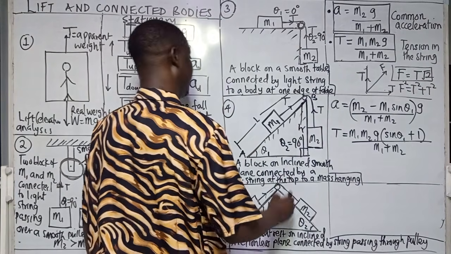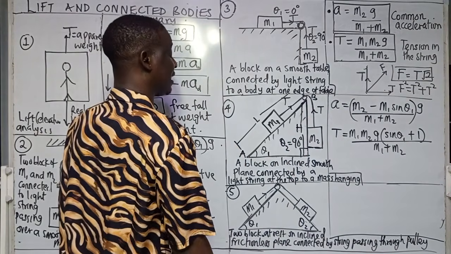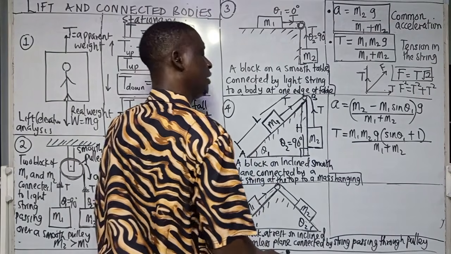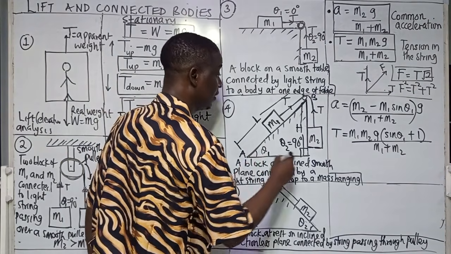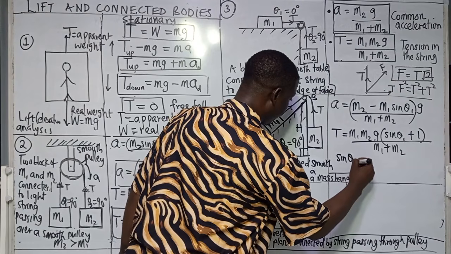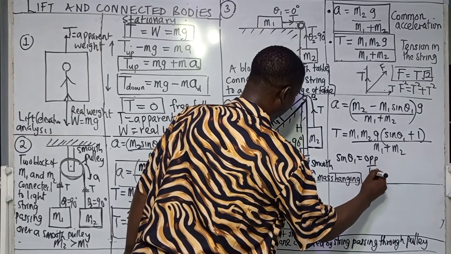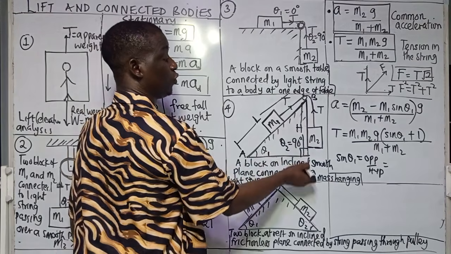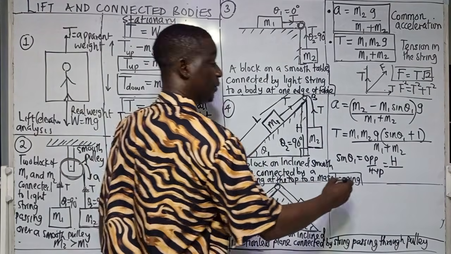From here, the height of the inclined plane, H. Now, if you know that that is your length and height, length of the plane, height of the plane, you know that to find this theta will be very easy. Sometimes they don't give us this theta 1. So sine theta 1 is equal to what? Opposite over hypotenuse. Remember your SOHCAHTOA. So that means that opposite is your H, height of the plane, over length of the inclined plane.